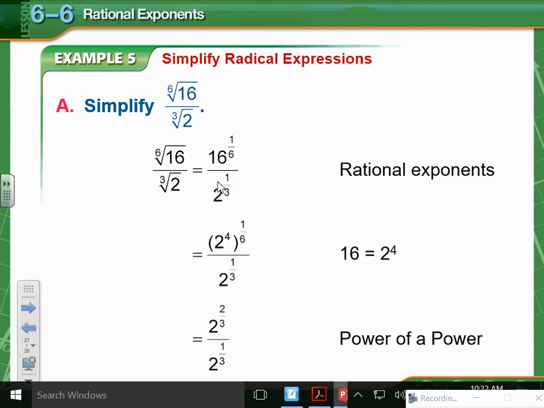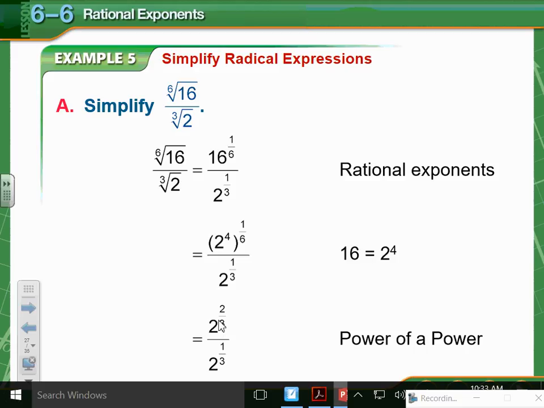So we couldn't subtract the exponents here because we have to have like bases. In order to get like bases, it was easy enough because 16 was 2 to the 4th power, and I have a base of 2 in the denominator also. 2 to the 4th power times 1/6 is the same as 2 to the 4/6 when you multiply those together, which reduces to 2 to the 2/3.